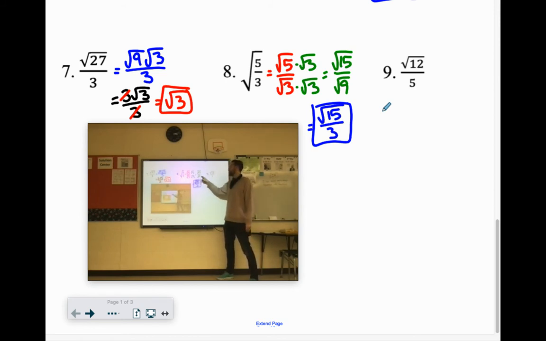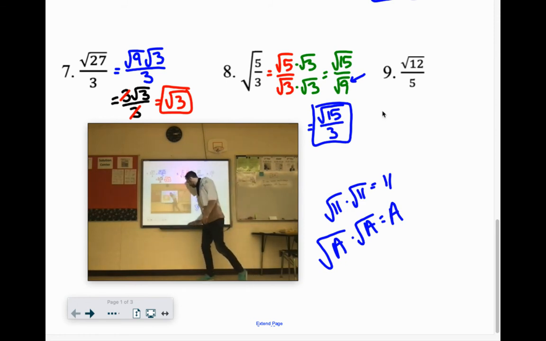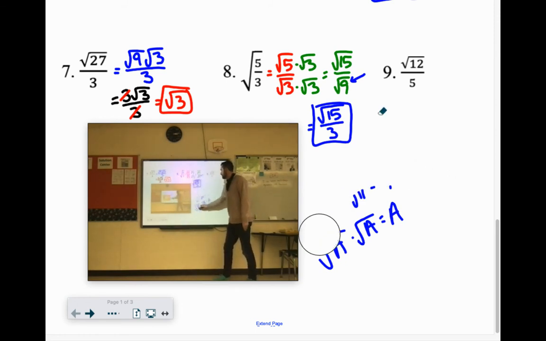You can save yourself this line of writing right here, that root 9. If you have the square root of 3 times the square root of 3, it ended up being 3. So if you have the square root of 11 times the square root of 11, it's just going to come out to regular 11. Or the square root of a times the square root of a would just be regular a. Okay, so that's something you can always keep in the back of your mind.